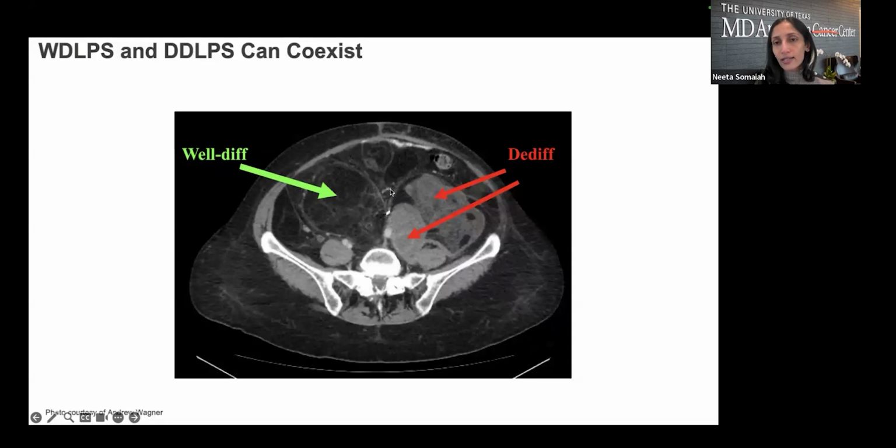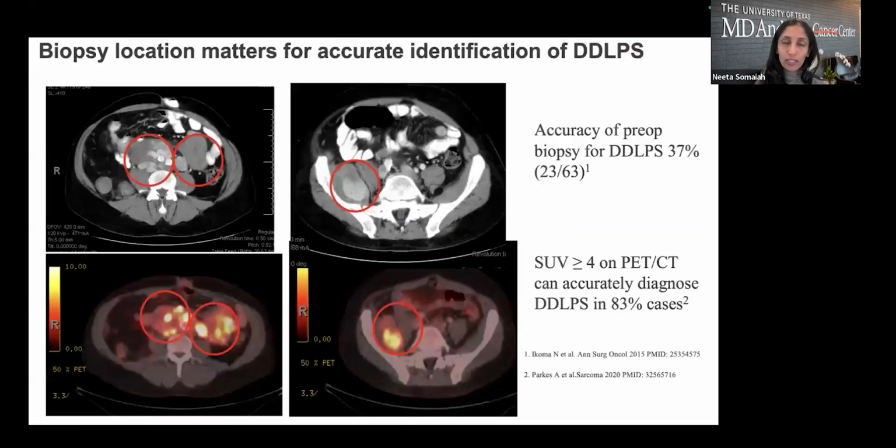But here, on the right-hand side, we see what we call dedifferentiated. This is, again, not always, but the majority of the time when you see something solid like this, which is taking up contrast, which is the contrast you get through your IV when you get a CAT scan. If it picks up contrast in high amounts, you'll see it as solid, and those tend to have more cellular or higher grade features.